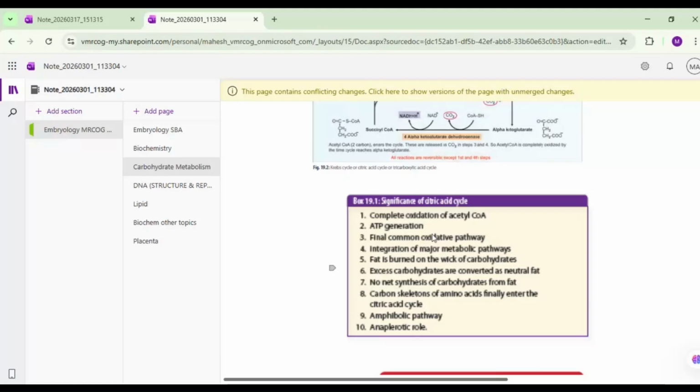It leads to the complete oxidation of acetyl CoA. It forms ATP. It is the final common oxidative pathway. It is the integration of the major metabolic pathways. Fat is burned on the wick of carbohydrates here. Excess carbohydrates are converted into neutral fat. There is no net synthesis of carbohydrates from fat. Carbon skeletons of amino acids finally enter the citric acid cycle. It is an amphibolic pathway and has an anaplerotic role.